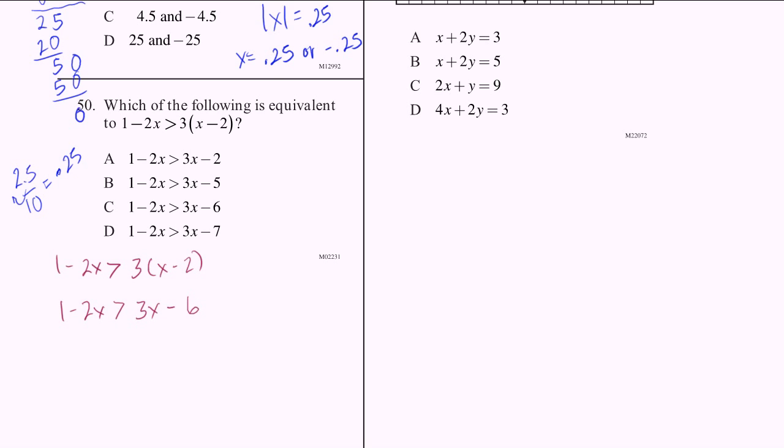Now, let's see, we can subtract 1 from both sides. So we have a minus 1 plus here, and then we're going to subtract a 1 from that side. And the whole reason why I'm doing that is to cancel out that 1 right there. So this side, those cancel out, so I'm just left with minus 2x is greater than 3x, and then minus 6 minus 1 is minus 7.